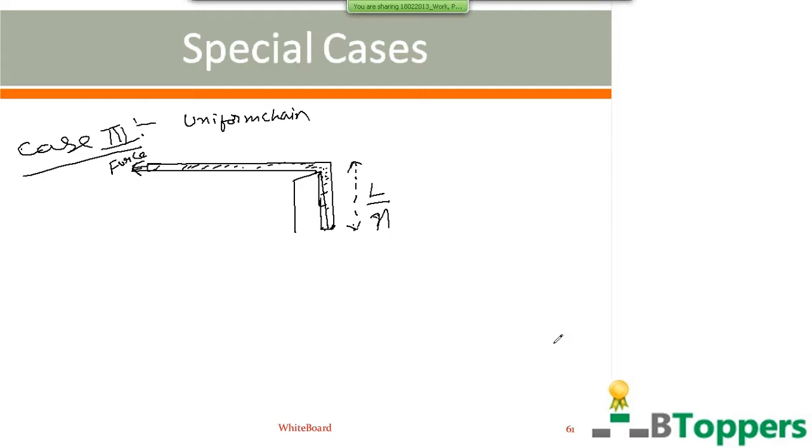So I am considering the case where a uniform chain of total length denoted by capital L is held on the horizontal surface of a smooth and fixed table with part of its length hanging from the edge of the table. Let us suppose 1 by nth part of the length of the chain is hanging from the edge of the table. So 1 by n is the fraction of the length of the chain hanging from the edge of the table.